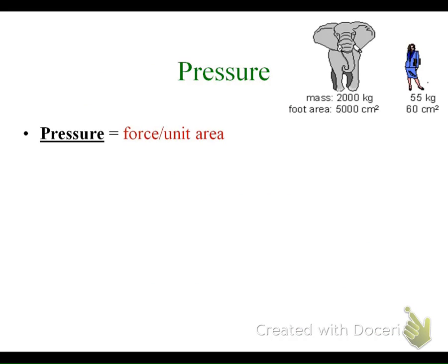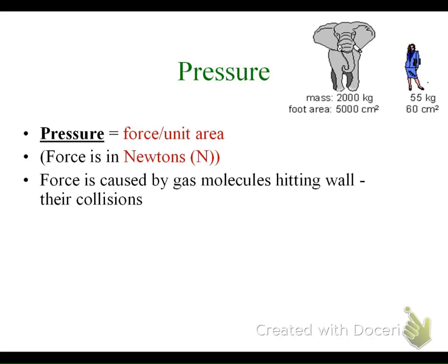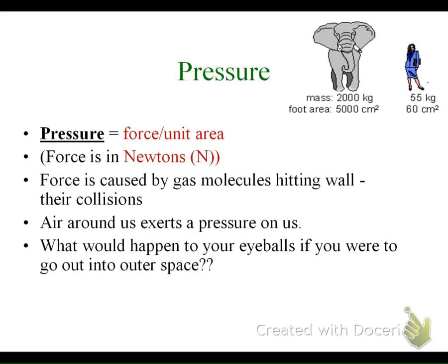So when we look at pressure, we want to understand that pressure is a force per unit area. Force is measured in newtons, and the force is caused by gas molecules hitting the wall with their collision. So you saw that when we were looking at the computer diagrams with both Charles and Boyle's law. The air around us exerts a pressure on us, which is why when we're in airplanes and stuff like that, our ears pop. So the pressure is changing, so our inner pressure systems in our ears are also changing to help with equalizing that and stabilizing that pressure.